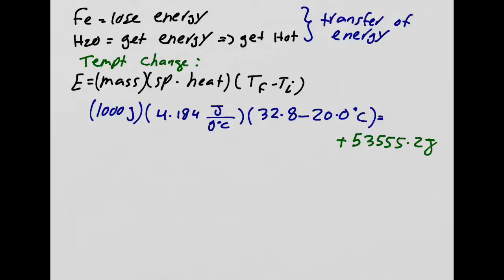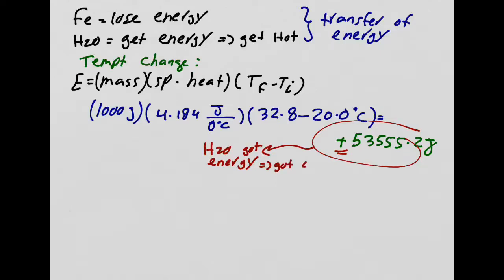Okay. Now, what does this number tell me? Water got this much energy. Water got energy, and this is how much energy water got. After water got this much energy, it became warmer. So water got this much energy, 50,555.2 joules of energy.